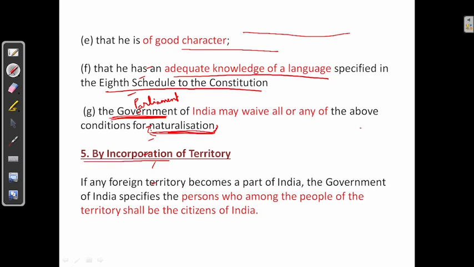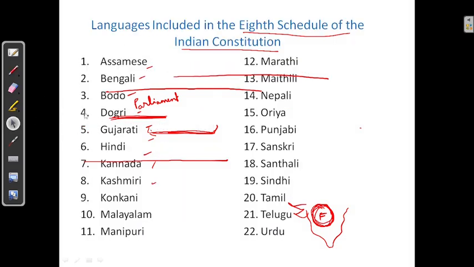Next, acquisition of citizenship by incorporation of territories. If any foreign territory becomes a part of India, the government of India specifies the persons who, among the people of the territory, shall be the citizens. See, if any foreign territory is included in India, then the government specifies the persons in this territory who shall also become citizens of India.